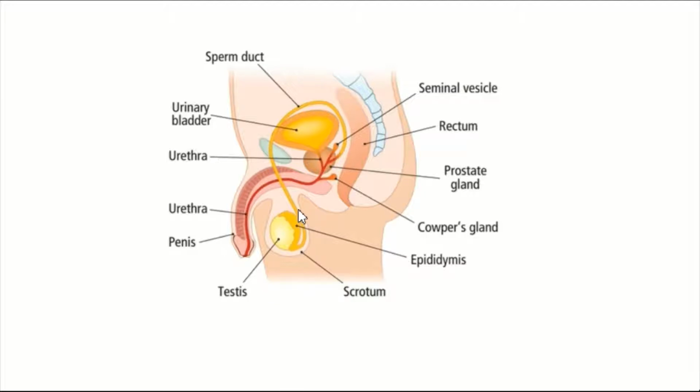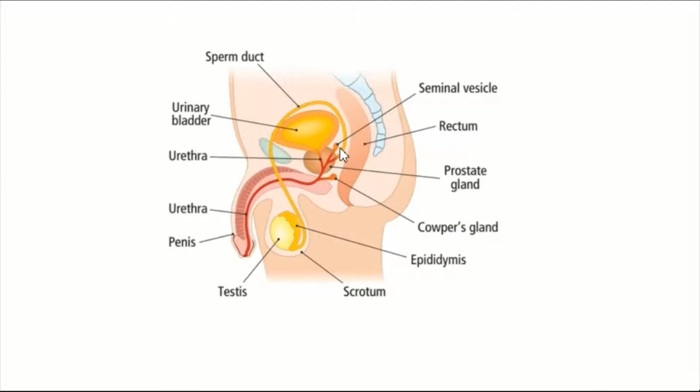And then here, you will see that this duct is the duct that joins the testis with the urethra of the male reproductive system. This sperm duct basically transports the sperm cells from the epididymis, where they are stored, into your urethra, so that the sperm cells will then be ejected out of the male reproductive system.